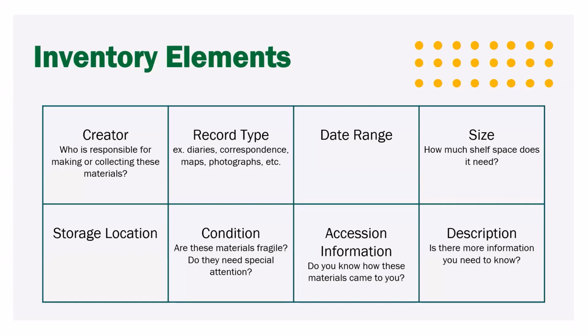It's also a good idea to note the material's condition. Are they fragile? Do they need special handling? Any information that you have about how the materials came to you would also be a really good thing to write down in your inventory. So any donations or records transfers, if it was by schedule, something of that nature, just capturing how those things came to you. And you may want a notes field or a description field for any additional description and information if that's necessary.